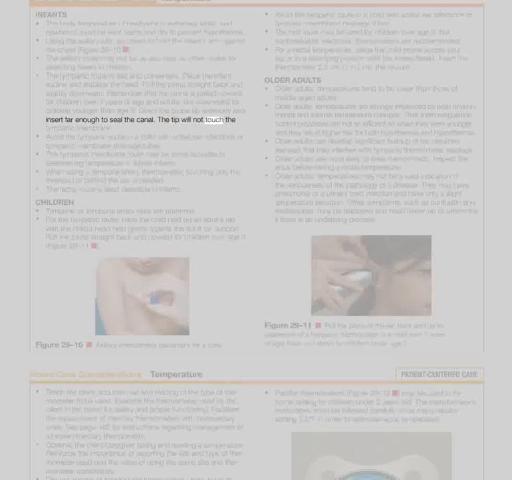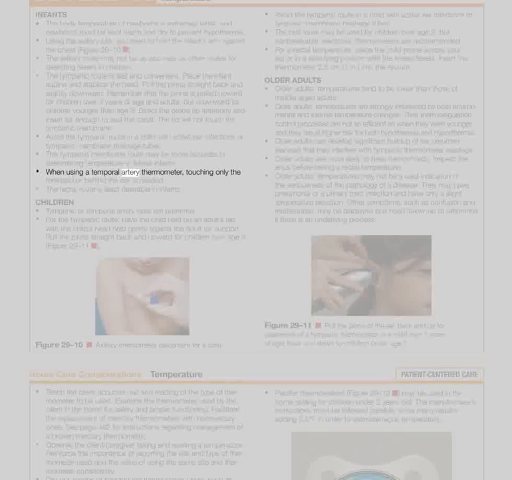The tip will not touch the tympanic membrane. Avoid the tympanic route in a child with active ear infections or tympanic membrane drainage tubes. The tympanic membrane route may be more accurate in determining temperature in febrile infants.